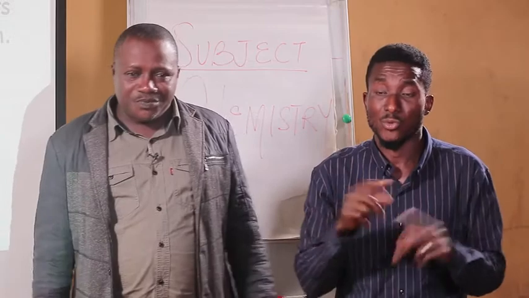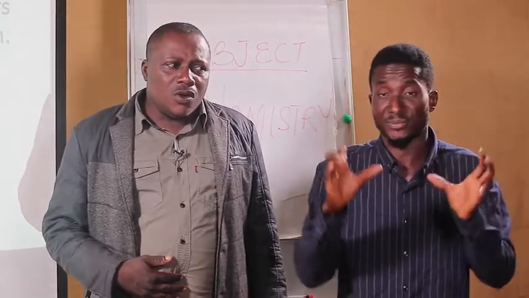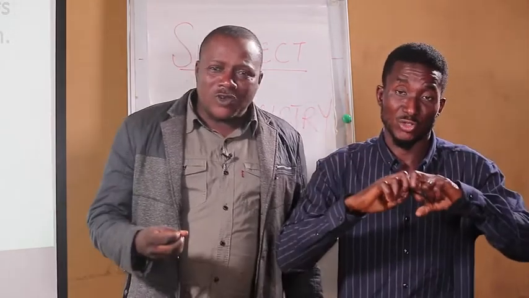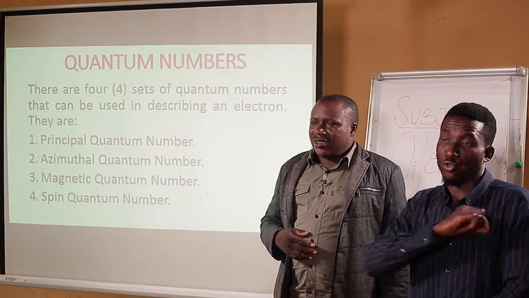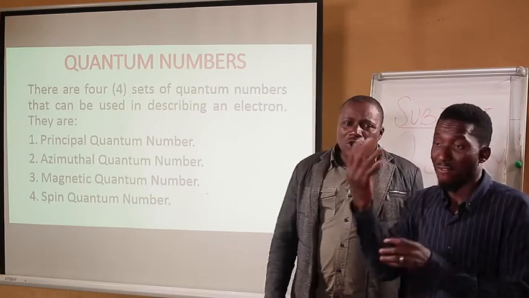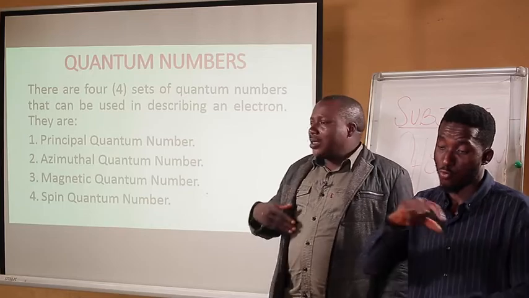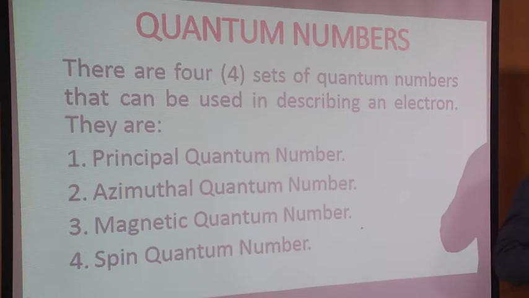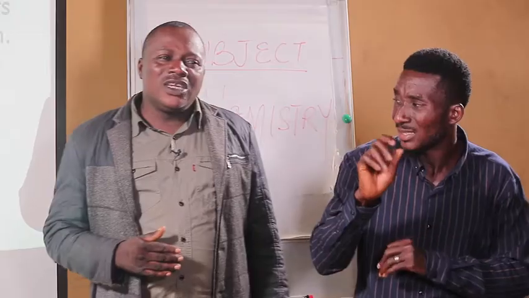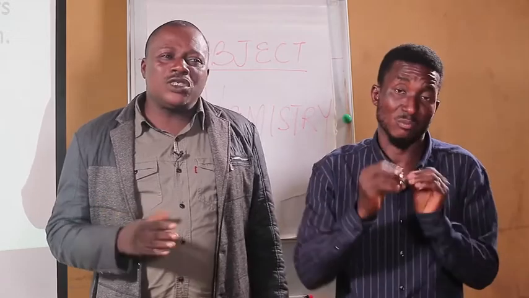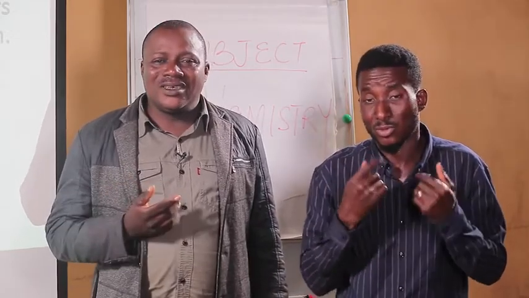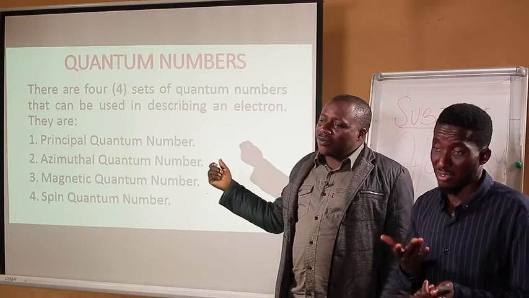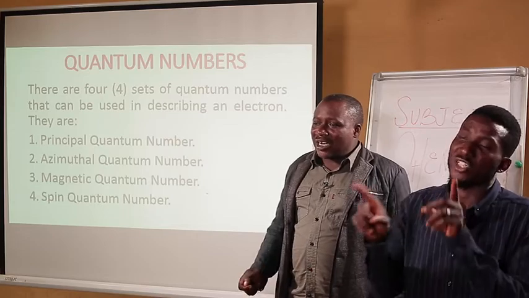Whenever we have an electron, in chemistry, we have something that we use in describing this electron in an orbital. We make use of what we call quantum numbers. These quantum numbers are 4. We have the principal quantum number, the azimuthal quantum number, the magnetic quantum number, and the spin quantum number. It's just like you want to describe me. There are features that you can use in describing me as a person. So it is with an electron. If you want to describe an electron, you make use of these 4 quantum numbers.